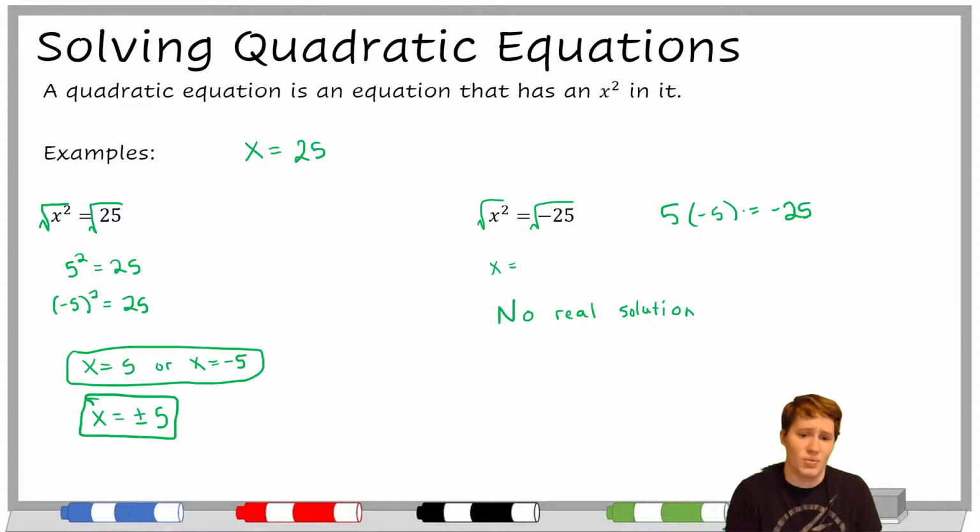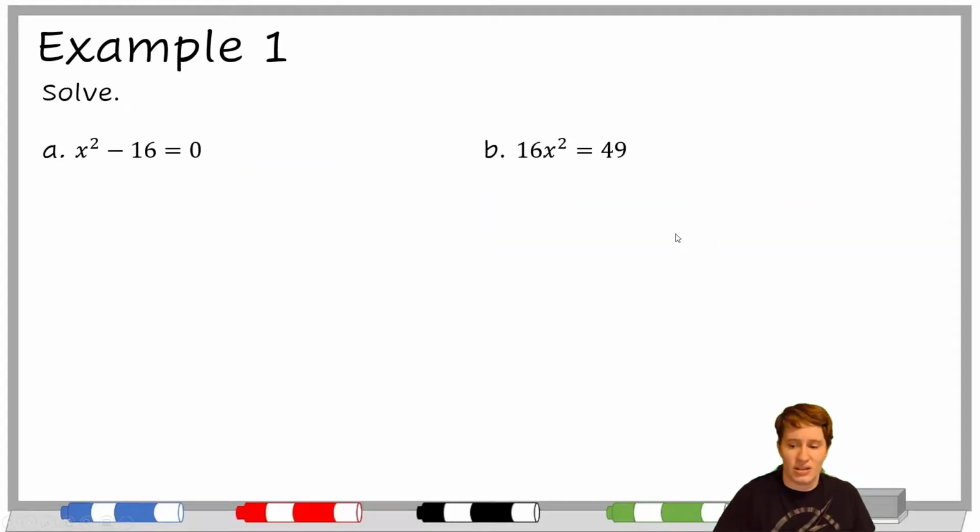And then whenever we get to Algebra 2, we will come back and look at quadratic equations again, and we'll explore this idea of what's actually happening here. What kind of solutions can we get from equations like this? But for now, if you see a negative and you're trying to square root it, you should just say no real solution. Let's look at some examples.